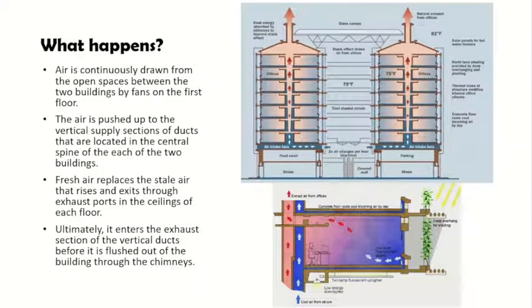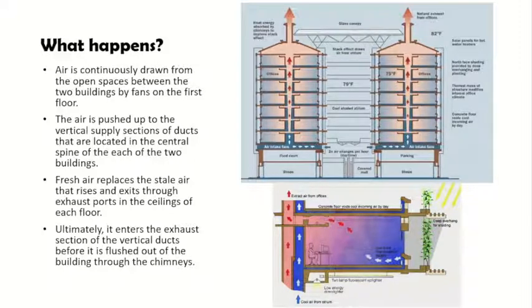To give you a clearer idea on how the ventilation works in the building, here's what happens. First, air is continuously drawn from the open space between the two buildings by fans on the first floor. Remember that these open spaces are covered by glass and open to the local breeze. Then, the air is pushed up to the vertical supply section of the ducts that are located in the central spine of each of the two buildings. Through this, fresh air enters into offices and replaces the stale air, which rises and exits through the exhaust ports in the ceilings of each floor.